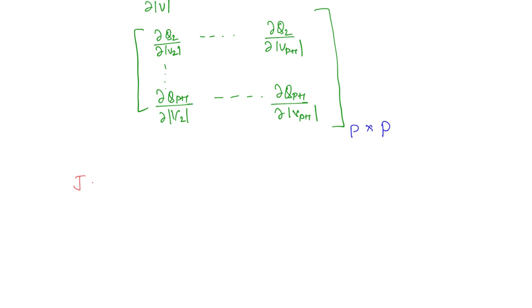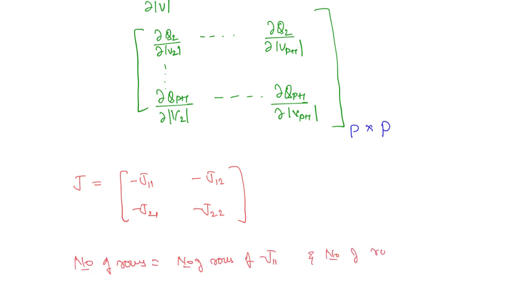What is the Jacobian matrix? J is minus J11, minus J12, minus J21 and minus J22, right? Now here what will be the number of rows? This will be the number of rows of minus J11 and number of rows of minus J21. Okay, so if you remember, the rows of minus J11 is P plus Q, plus the number of rows of minus J21 is P. So this is going to be 2P plus Q.